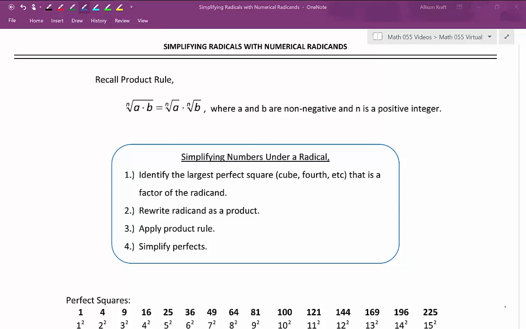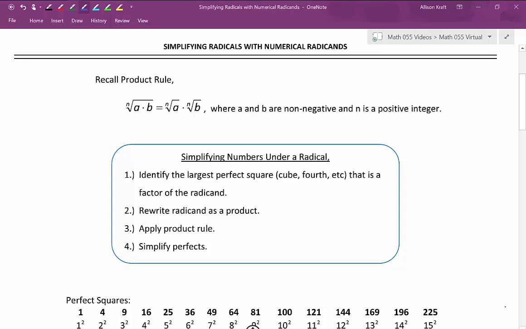In this video, we'll be learning how to simplify radicals with numerical radicands. We will be using the product rule for radicals to do this. The product rule says that the nth root of a product, a times b, can be rewritten as the nth root of a times the nth root of b, where a and b are non-negative and n is a positive integer.